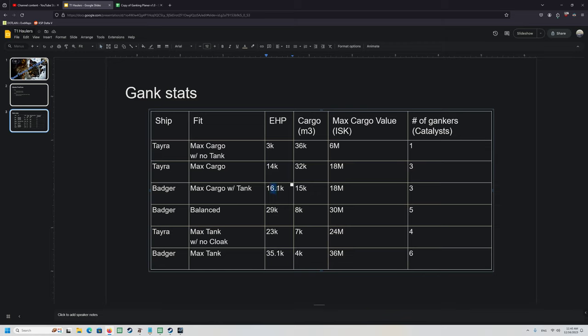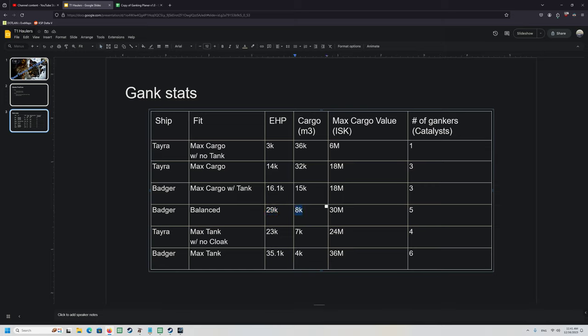Even with a max cargo fit, it still has quite a bit of EHP. But as opposed to the Tyra, it only holds half as much cargo, though it can haul about the same value of cargo in the cargo hold. But where the Badger is really going to break out is once you start adding tank modules to it. So this balanced fit that I have here has twice the EHP as the Tyra does for that max cargo fit Tyra.